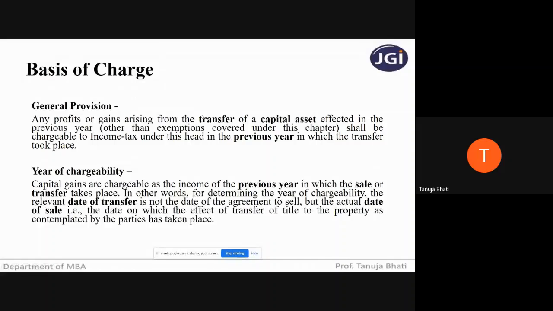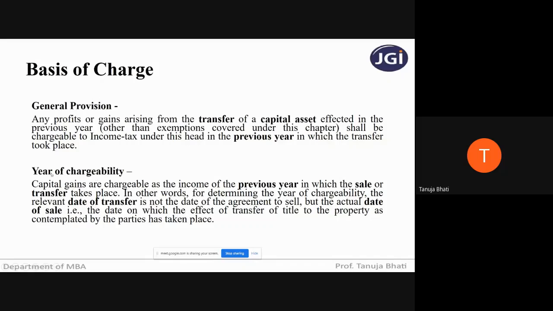Now what is the meaning of transfer? What is the meaning of capital asset? We will be seeing that in succeeding slides. But simply, transfer means sale. If you are selling any capital asset in the previous year, then it will be chargeable to tax as income under the head capital gains in the previous year in which the sale took place, not in the year in which you entered into an agreement to sell. The date of sale will determine the year in which you are going to charge it to tax.